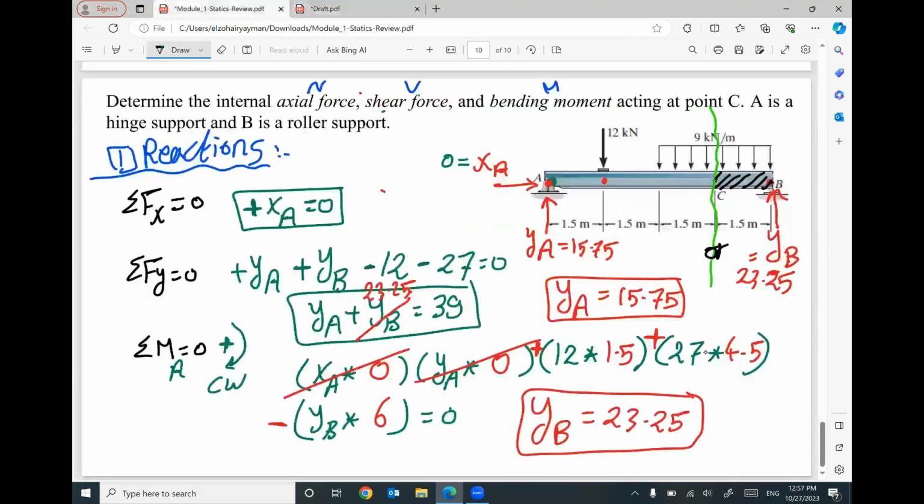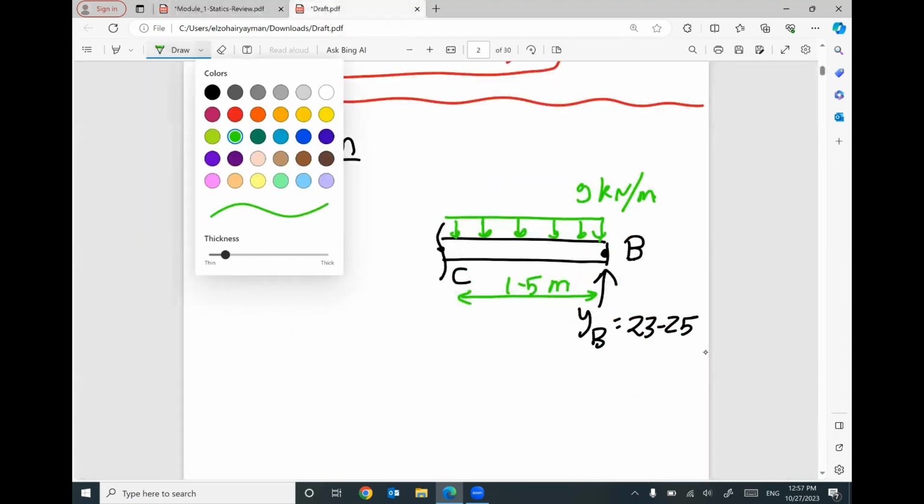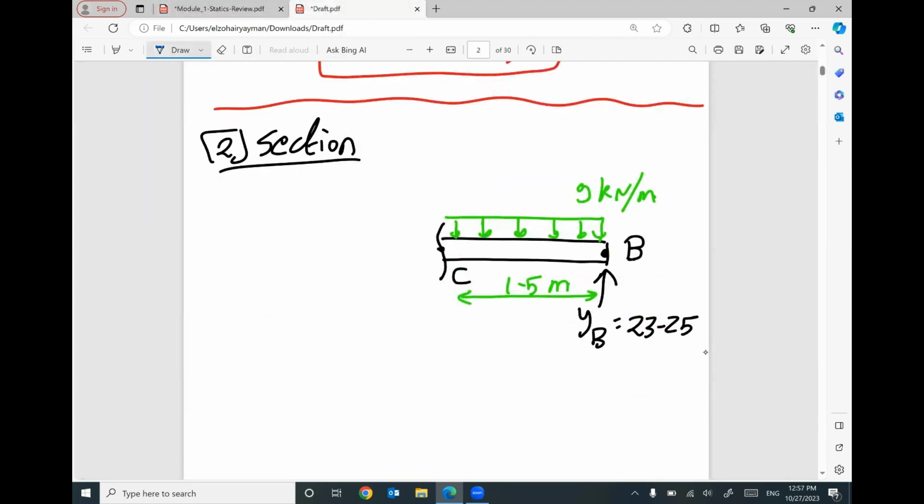Nothing else on the right-hand side part. But at your cut, I need to put the 3 internal forces: capital N, parallel to the beam; capital V, perpendicular to the beam; and the capital moment, M.